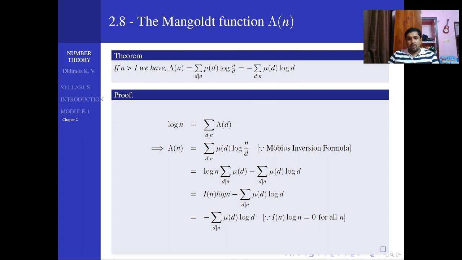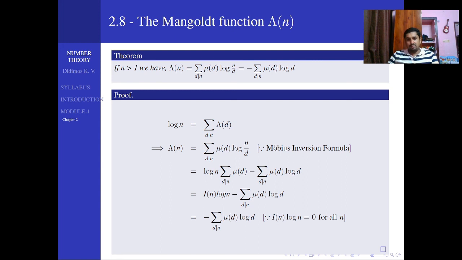That is equal to log n times the sum over d dividing n of mu of d, minus the sum over d dividing n of mu of d log d. We have split log n by d as log n minus log d. So in the first summation, log n is a constant. That summation depends only on d, so that log n can be taken out. Then the rest of the first term, the sum over d dividing n of mu of d, is nothing but the divisor sum formula for mu. We have already proved that that is nothing but I of n. I of n is the greatest integer function of 1 by n.